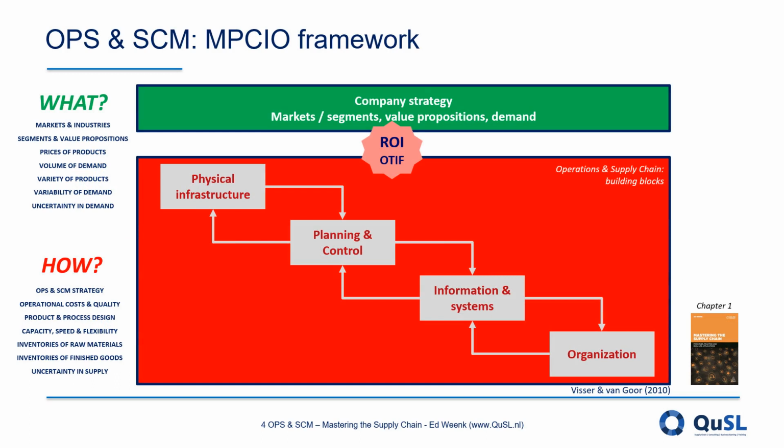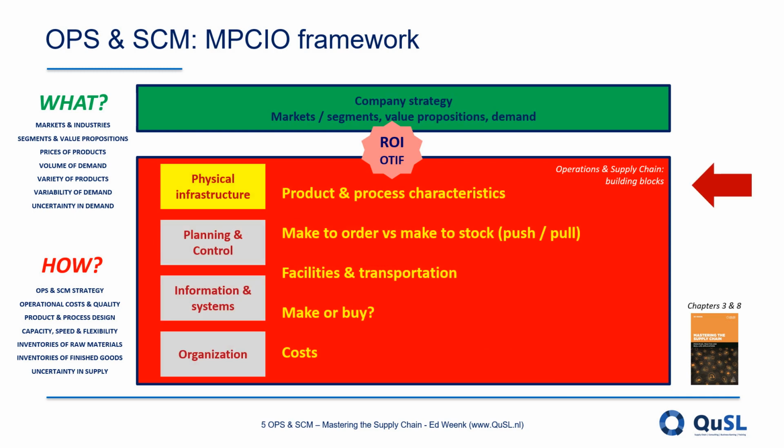Hi, in this video we are going to look into some of the topics related to the physical infrastructure as part of the building blocks of our operations and supply chain. Particularly, we will look into product and process characteristics, make-to-order versus make-to-stock, facilities and transportation. Let's start with product characteristics.